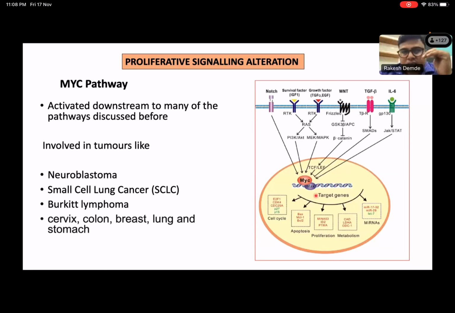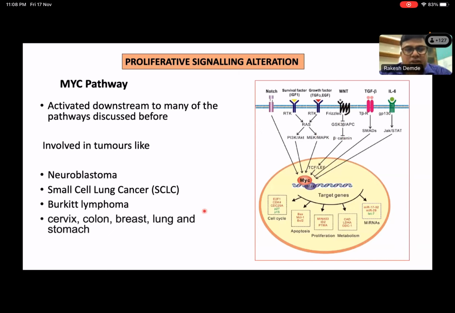So whenever the MYC pathway is altered, meaning there is MYC amplification or MYC overexpression, the MYC is present in large quantity, it will bind with a lot of MAX, and there will be a lot of transcription, and a lot of cell proliferation is seen. So there can be normal RTK functioning, but this MYC can be amplified, or the numbers increase, or the expression of MYC is increased. In that case also you get a lot of proliferation.